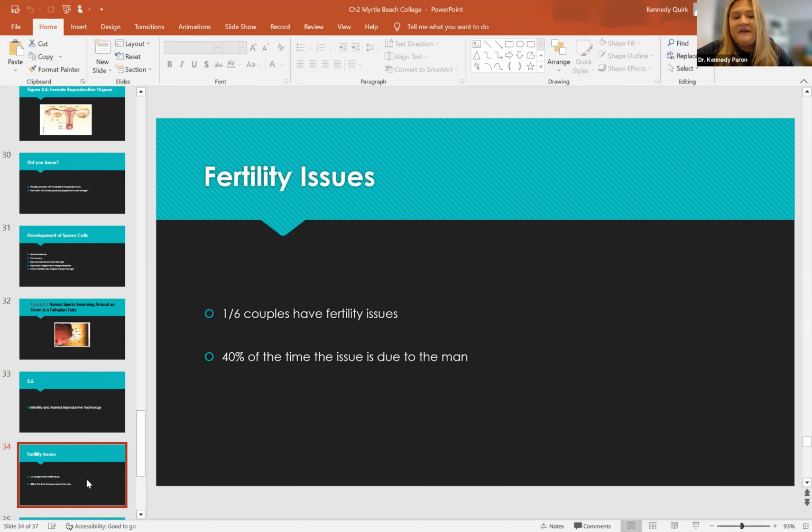So we will be discussing first fertility issues. Unfortunately, 1 out of 6 couples will experience infertility issues, and 40% of the time this is actually due to the male partner. So about 60% of the time it is due to the female partner, but 40% it is male infertility issues. So what exactly is infertility? Infertility are issues that lead to not being able to produce children or having a hard time in producing children.